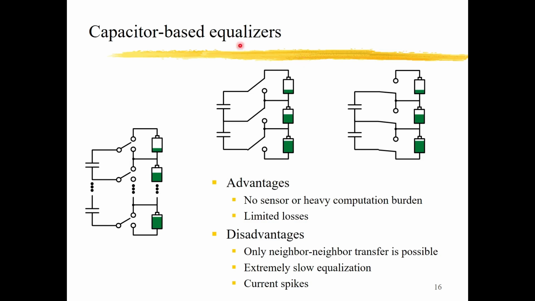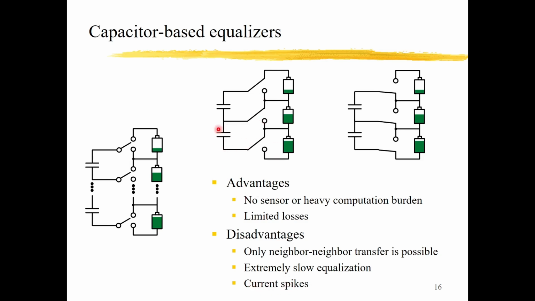So the equalization actually will take a very long time. Usually for a normal system, it takes more than 10 hours to reach the balanced state. It is very normal, more than 10 hours. And the third disadvantage is current spike.